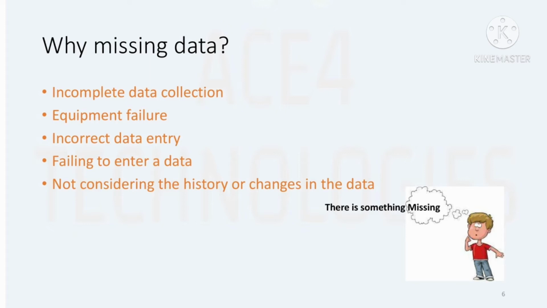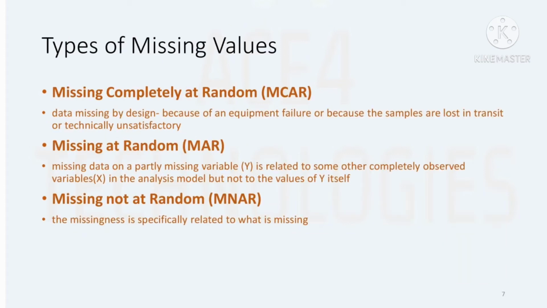Data can be missing for many reasons. For example, suppose when collecting data for research purposes, the researchers sometimes will not be able to collect some observations. Also, sometimes the equipment fails, or there may be situations when the entered data is incorrect or there will be a data entry error. Now, to deal with the missing values, first we need to understand what are the types of missing data. There are 3 types of missing data.